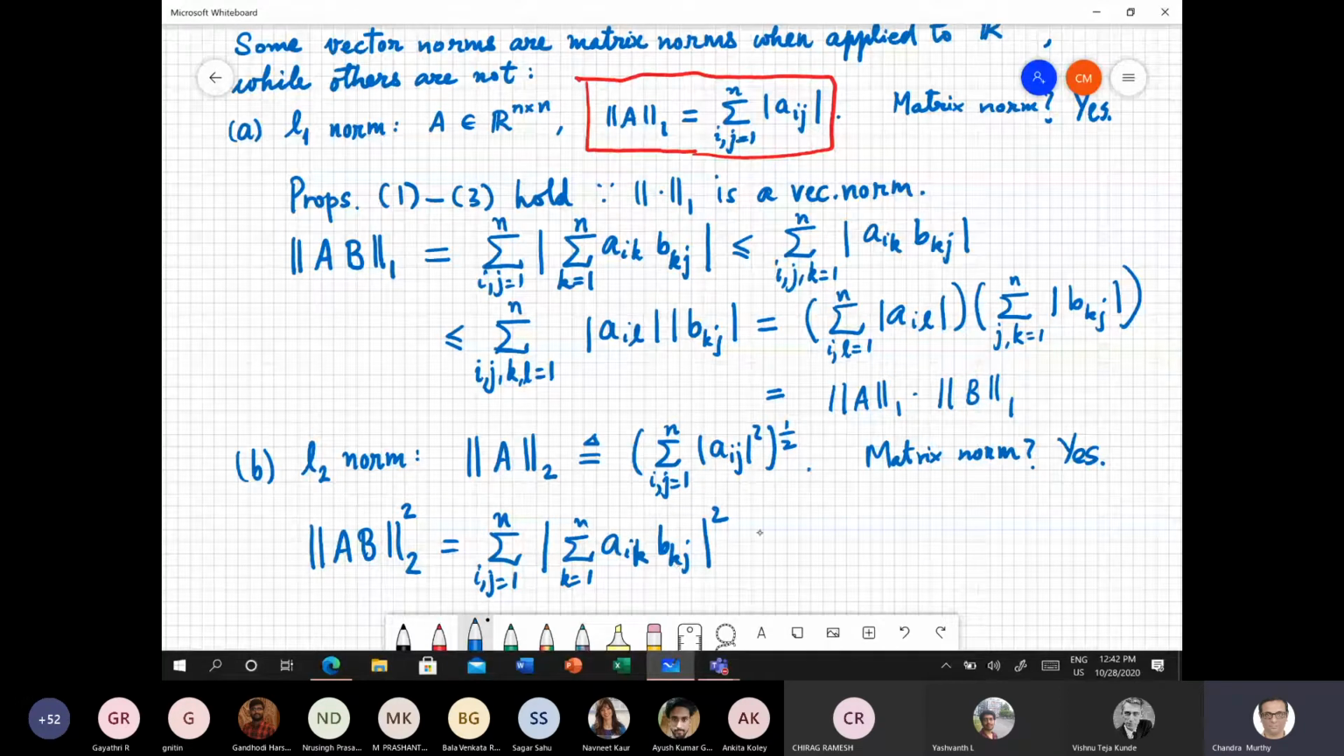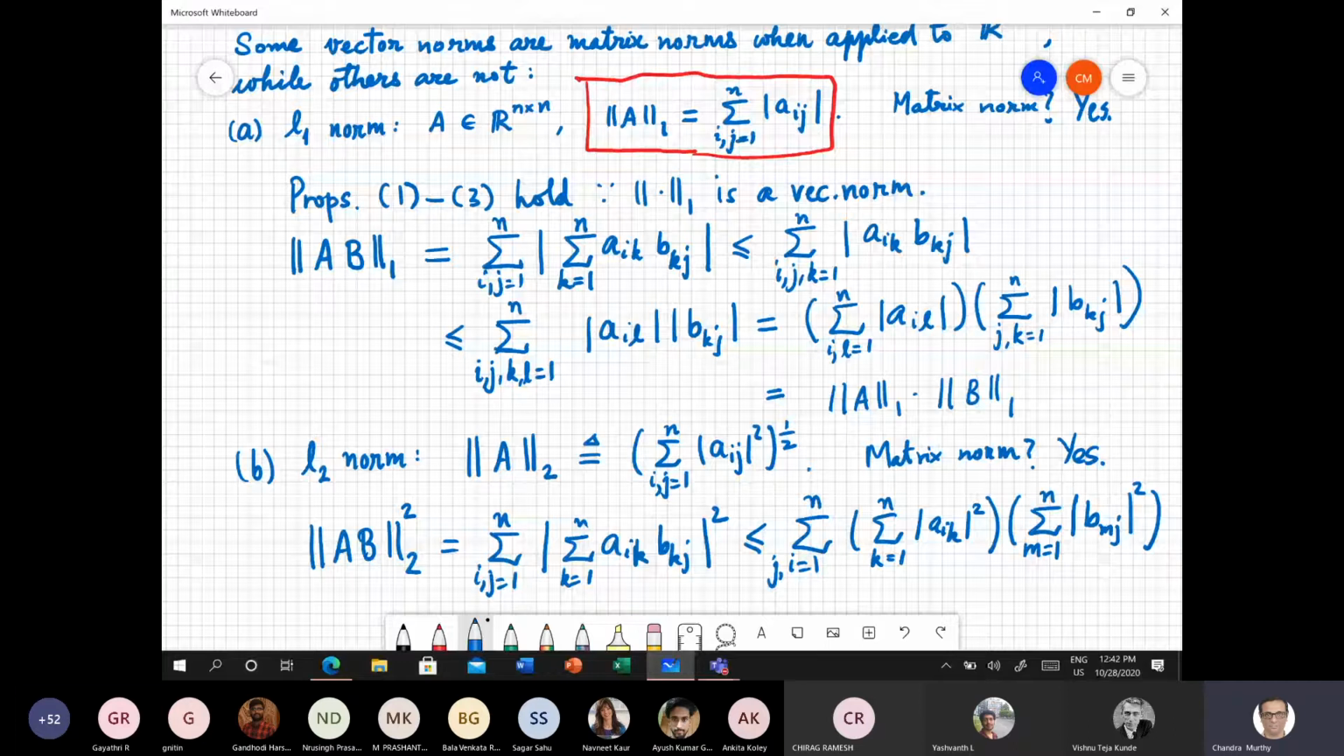And I can use the Cauchy-Schwarz inequality here and write this as less than or equal to the sum over i, j equal to 1 to n of, the sum over k equal to 1 to n of mod a_ik squared, times, just for convenience I'll replace k with m, the sum over m equal to 1 to n of mod b_mj squared. So this is just from the Cauchy-Schwarz inequality.